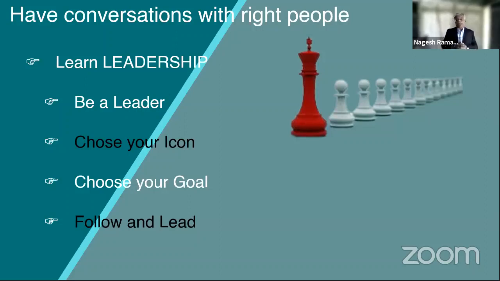Right? Next one is you have to choose your icon. You have to emulate somebody. If you have to be a leader, you have to get those leadership qualities. You have to get those management qualities. You will also have those technical qualities. Some people are leaders because they are charismatic. Some people are leaders because they have achieved something. Right? Today, Sonu Sood is also a leader. He was not a hero in films. Today, he's a leader. So, next one is choose your goal.